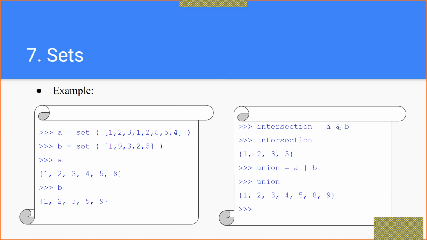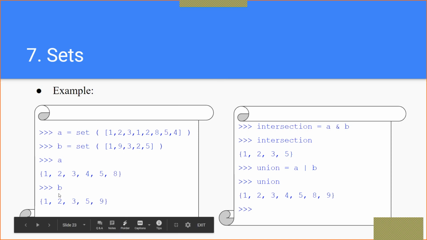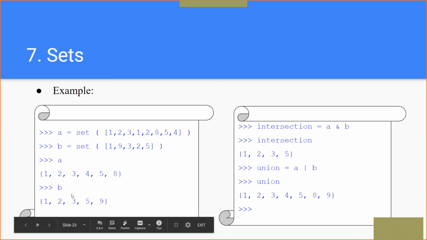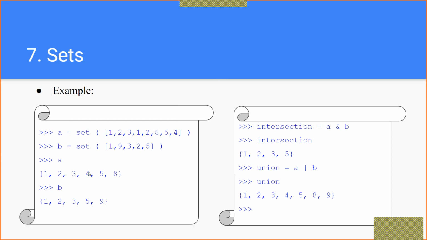So you can see, intersection A and B. So that output is what? 1, 2, 3 and 5, because whatever are the common things you can just see here. 1, 1, that is common. Here 2, 2, this is common. Here 3, 3 is also common. And here 5 and 5 is common. But this 4, 8 and this 9, these are not common. So these three keys are not there in the intersection.